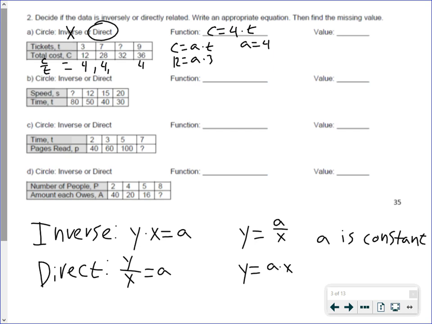And now I need to figure out what my missing value is. So I need to know how many tickets I have when c is 32. So at 32, that's going to equal our a term of 4 times t that we're solving for. So divide by 4 on both sides, and I get that t equals 8.